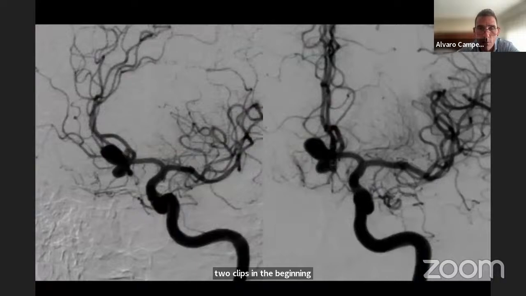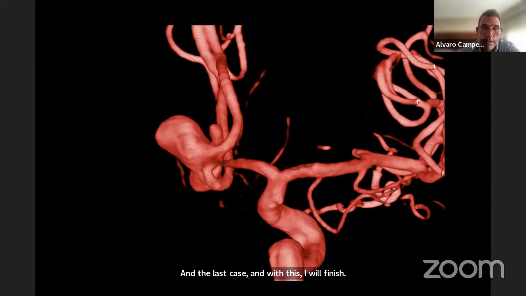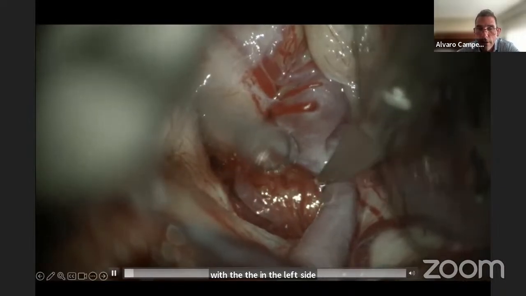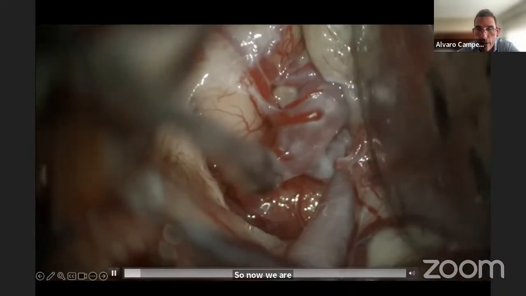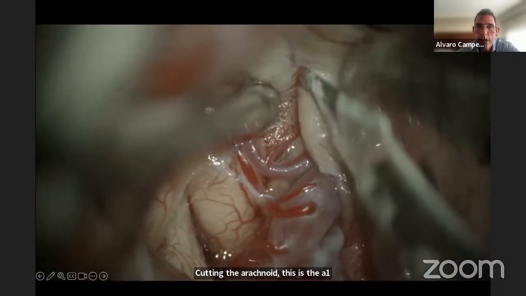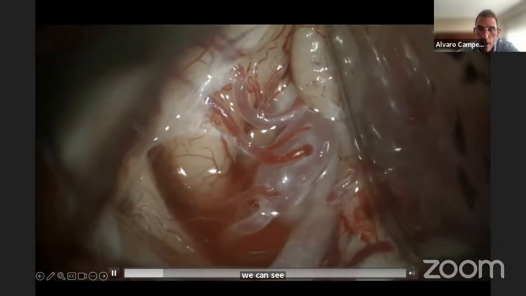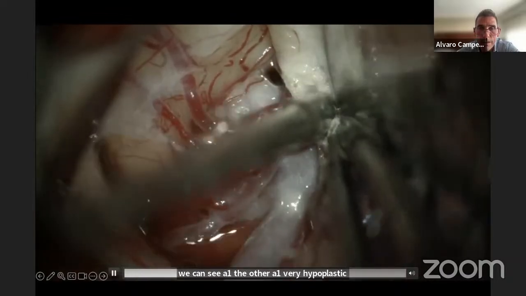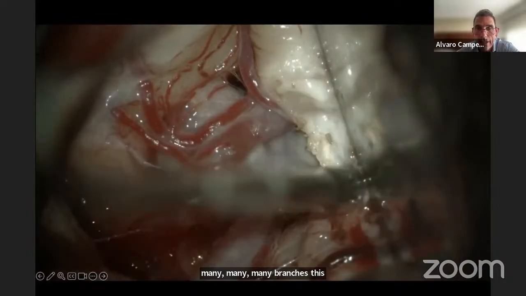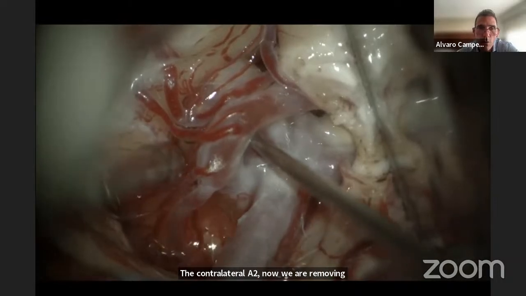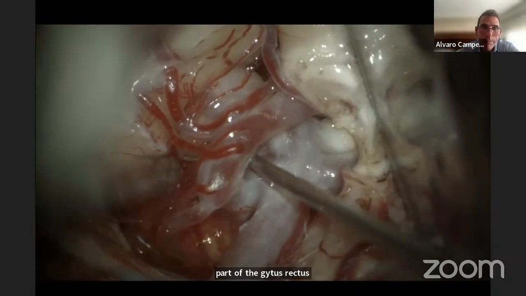And the last case, and with this I will finish, is also a difficult aneurysm on the left side. So now we are cutting the arachnoid. This is the A1. We are opening the interhemispheric fissure. We can see A1, the other A1, very hypoplastic, many branches. This is the A2, the contralateral A2. Now we are removing part of the gyrus rectus. We can see many branches.